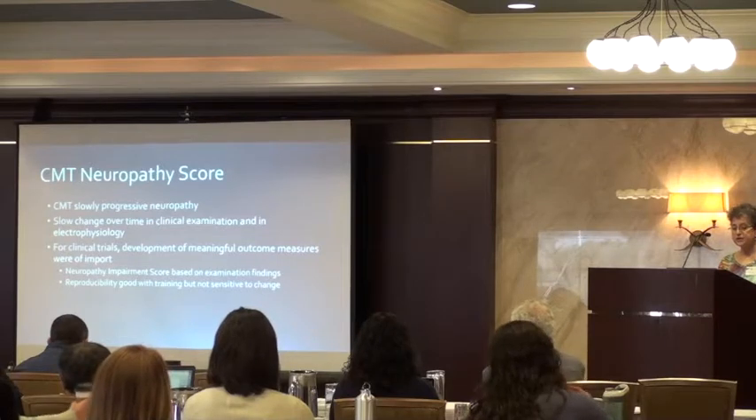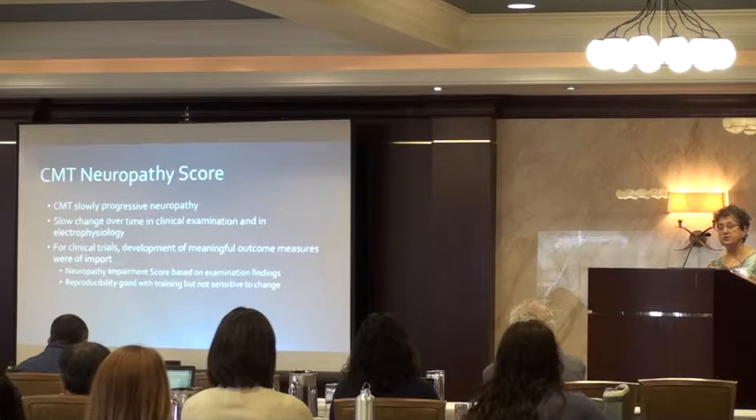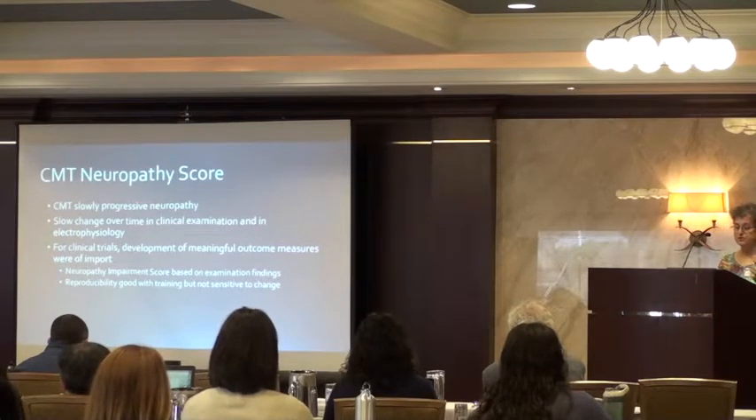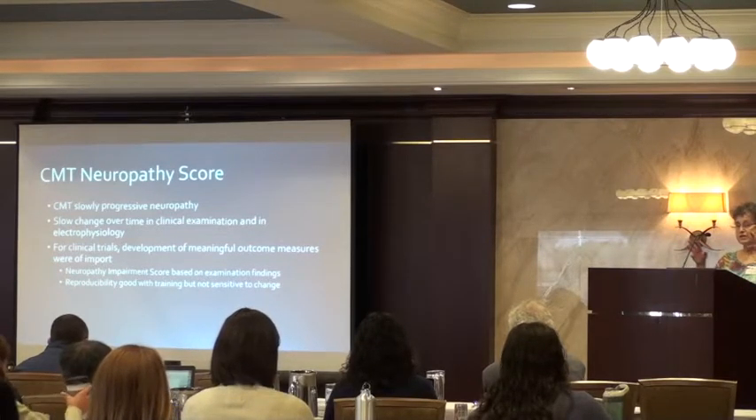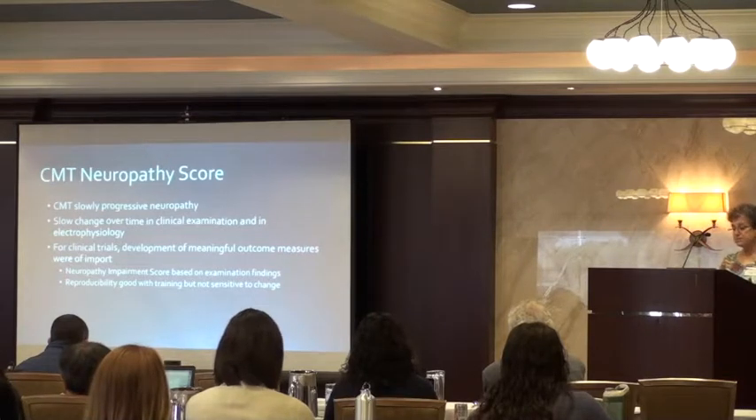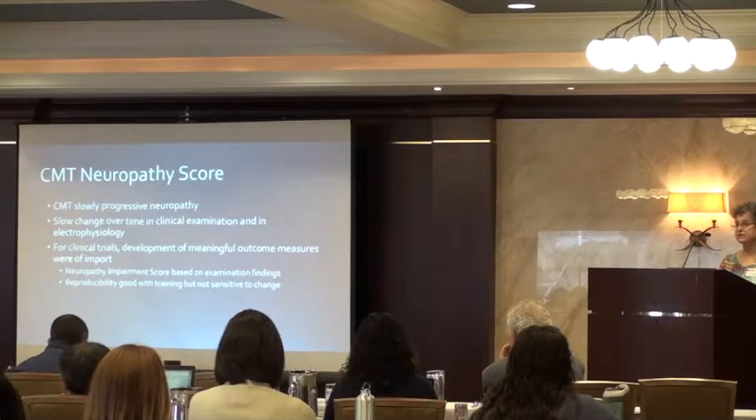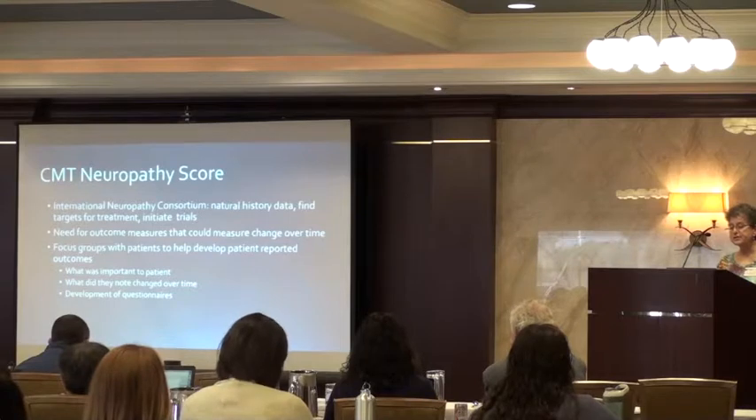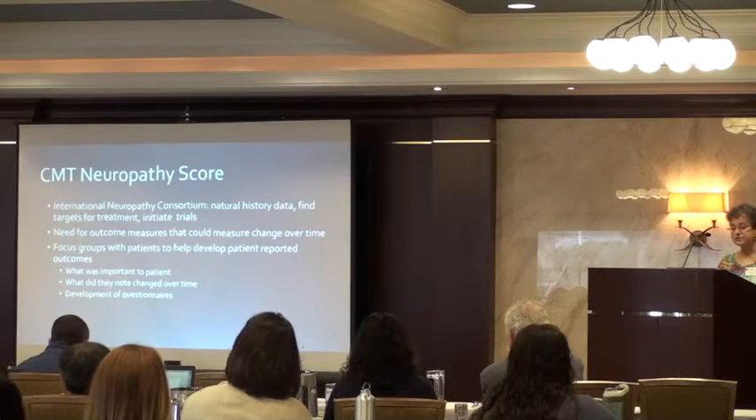And so developing meaningful outcome measures was really important because we've gotten to the point where there actually are going to be clinical trials of treatment, and you didn't have any good endpoint measures for these people. The neuropathy impairment score is a tool that's commonly used, but it's based on exam findings, and its reproducibility is very good when you train the people on it, so that's good, it's valid, but it's not sensitive enough to change to be able to use it. So the International Neuropathy Consortium put together all their natural history data.